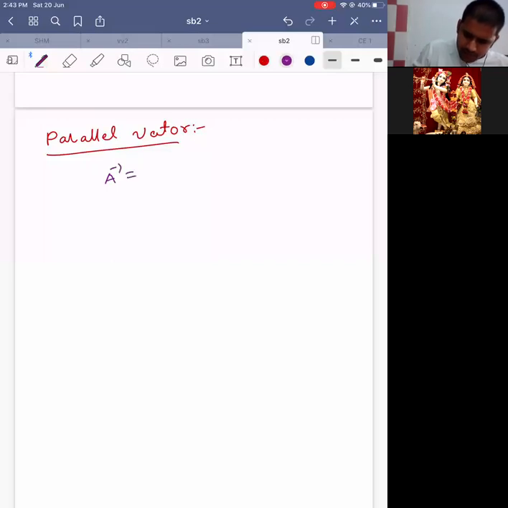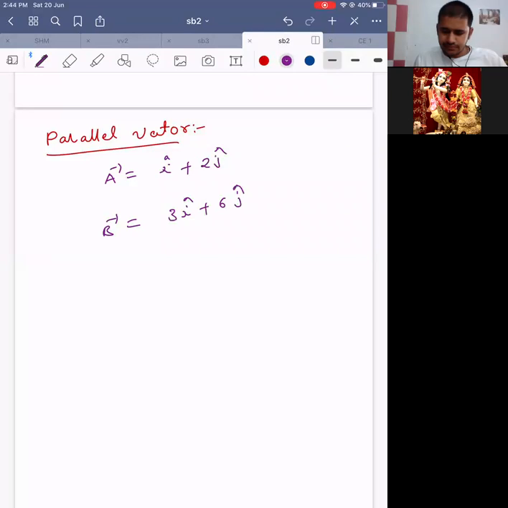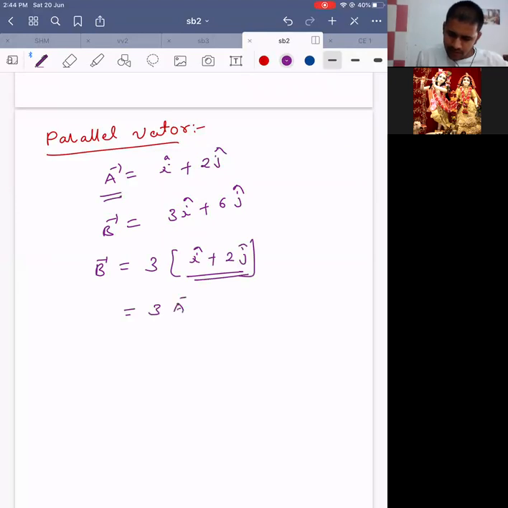A bar is equal to i cap plus 2 j cap. Next, B bar is equal to 3 i cap plus 6 j cap. How can I write B bar? Take 3 as a common factor: 3 times i cap plus 2 j cap. What is i cap plus 2 j cap? It's A bar. So we can replace it: B bar is equal to 3 times A bar.